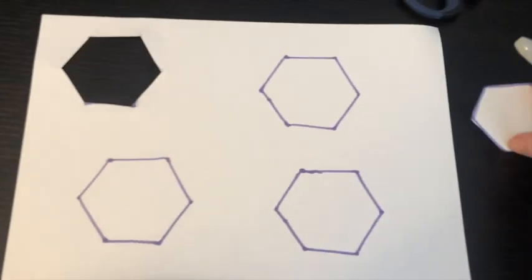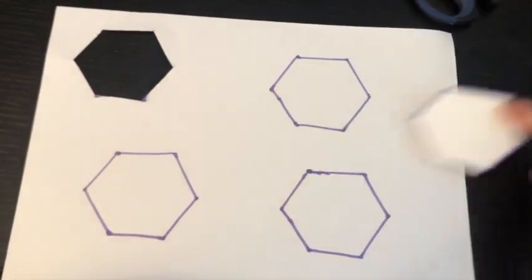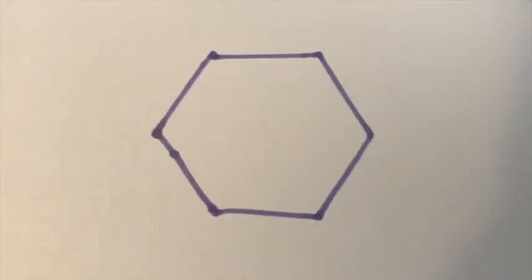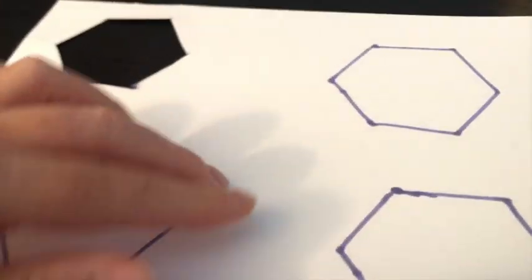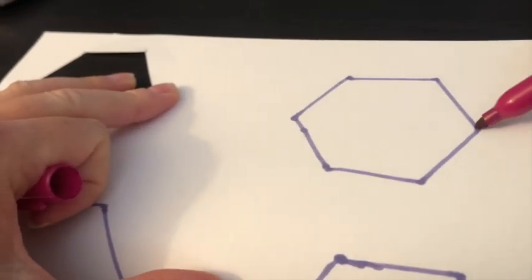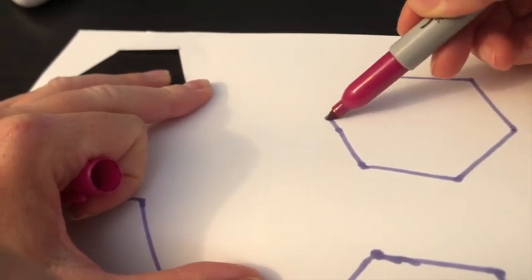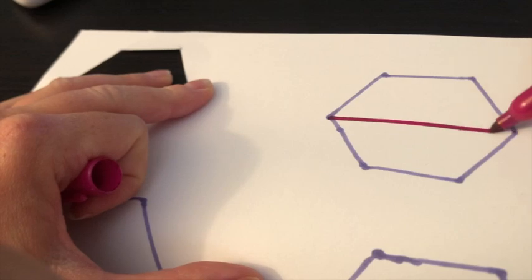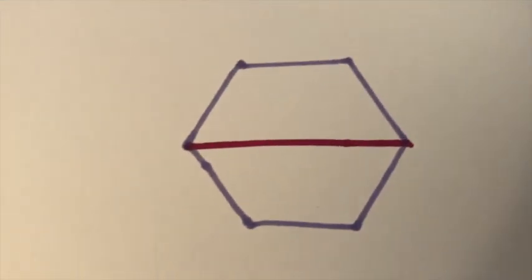Okay, I traced my hexagon 3 times on my piece of paper. 1, 2, 3. My first hexagon up here is going to be cut into 2 trapezoids. So all you have to do for this is look closely at this vertex and this vertex. You're going to try your best to draw a straight line cutting this hexagon in half. See that? Now you can cut your hexagon into 2 trapezoids.